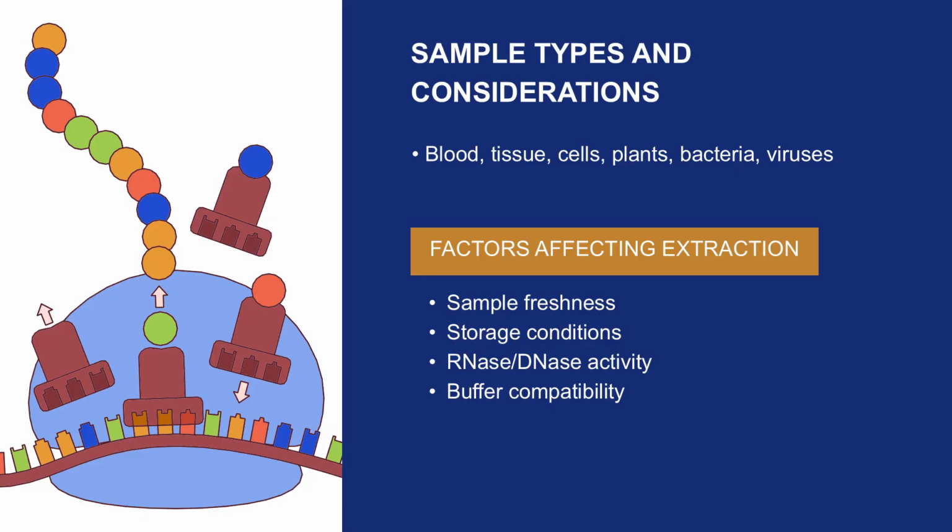Nucleic acids can be extracted from a wide variety of sources: blood, tissue, cultured cells, bacteria, plants, even viruses. Each sample type poses unique challenges, such as high levels of polysaccharides in plant tissues or RNases in blood. To ensure successful extraction, we must consider sample freshness, storage conditions, and potential inhibitors. With that in mind, let's take a look at the most commonly used extraction methods available.